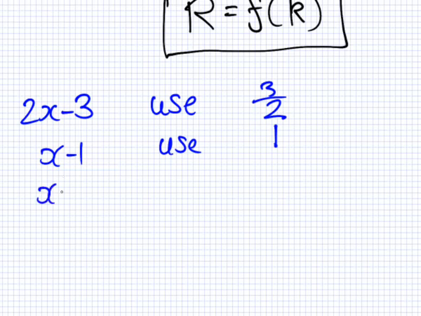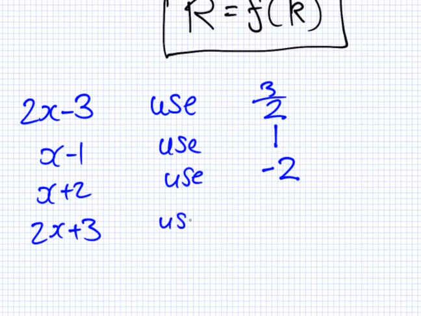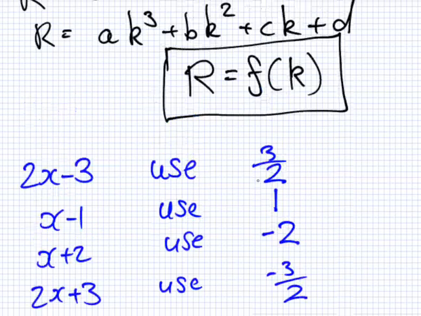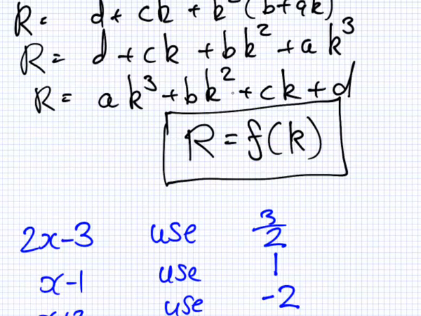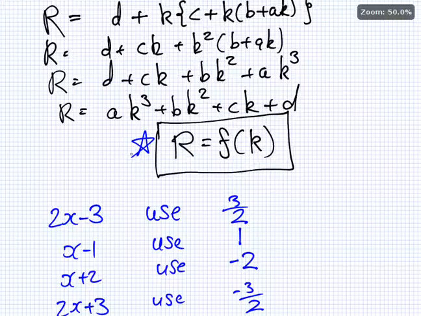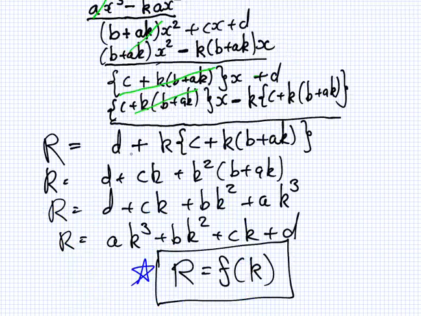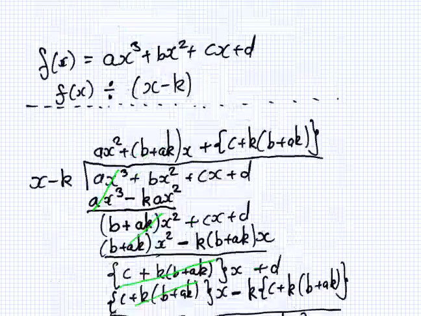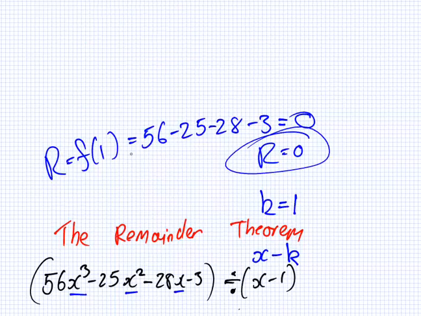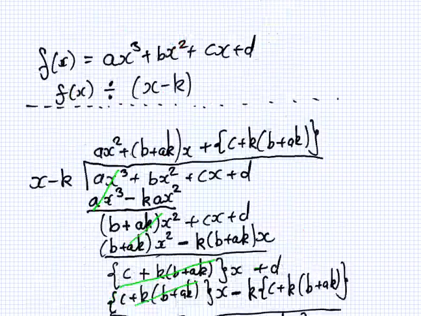Oh no, does that look familiar? What is this? The first one? It's the first one, but slightly different. Instead of an x, there's a k. So you end up with the formula: the remainder equals f(k). Let me show you how this works now.